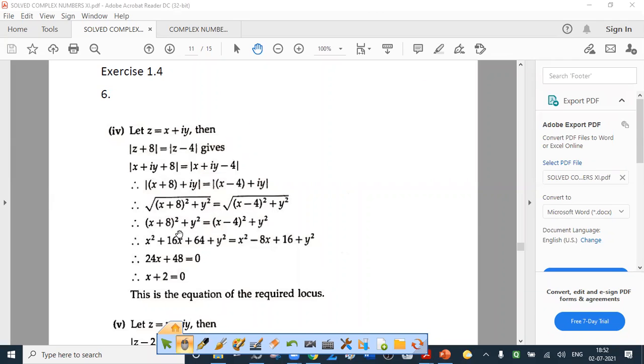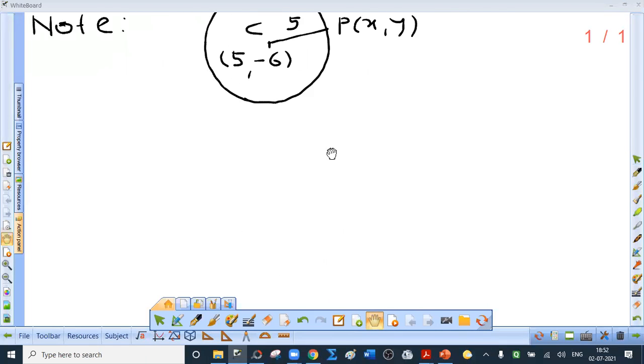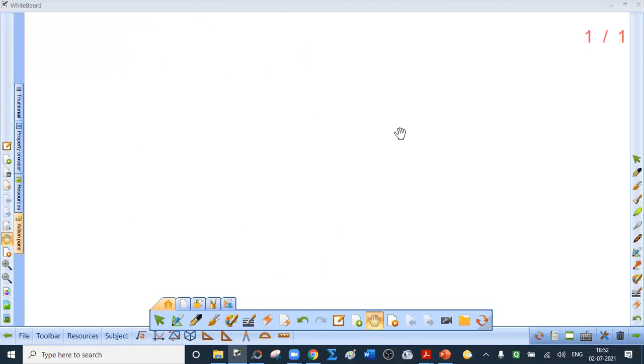On squaring both sides, you get (x plus 8) square plus y square equal to (x minus 4) square plus y square. Open all the brackets, simplify to get x plus 2 equal to 0. This is the equation of the required locus. One student is asking, now tell us what does this equation represent? Okay, I can tell you.